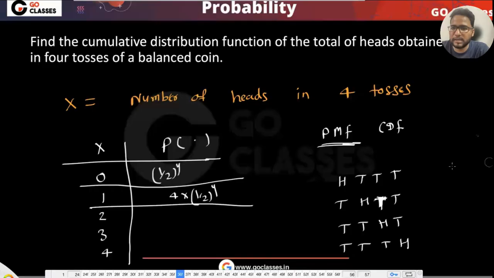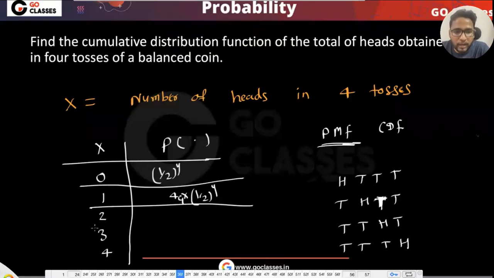For now, I'm just trying to make you understand that since there are four possibilities, you will have 4C1. Because every possibility has 1 by 2 power 4, which is equally likely. And since there are four sequences, that's why 4C1 into 1 by 2 power 4.